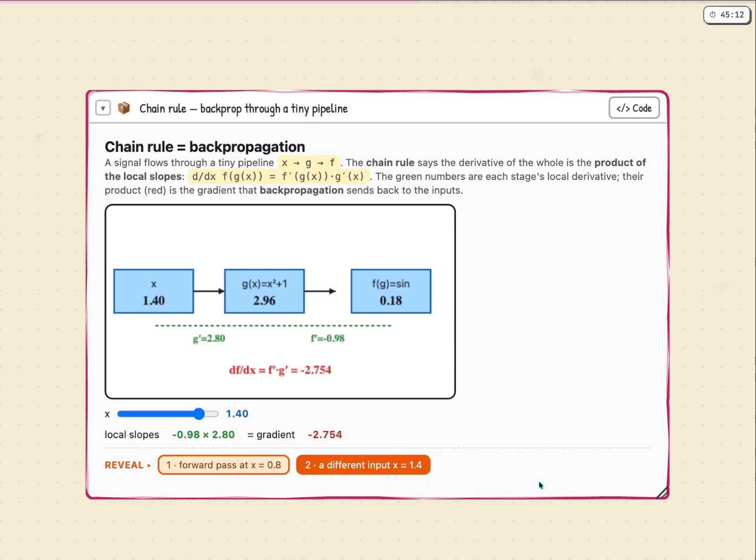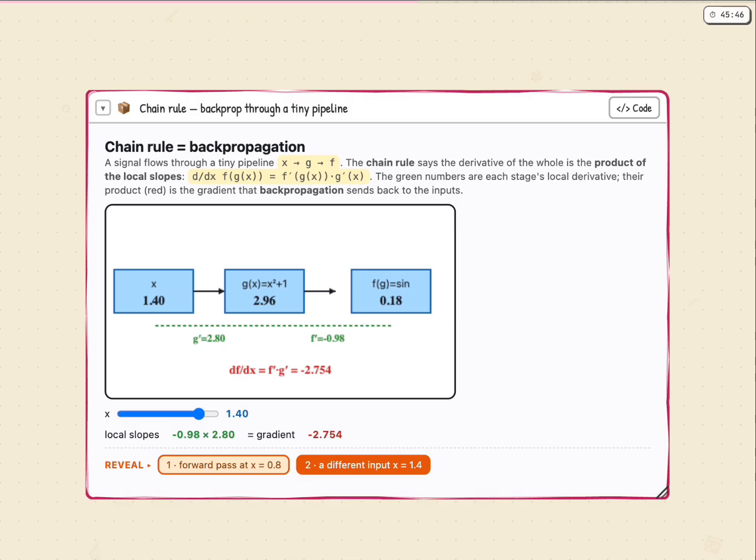And here's the beautiful part, the direction. The signal flows forward to make a prediction, but the gradient flows backward stage by stage, each step multiplying in one more local slope. That backward flow of multiplied derivatives is exactly what backpropagation does across a 100-layer network. Every layer asks the layer in front of it, how much did I contribute to the final error? And the chain rule passes the answer back. Forward to predict, backward to learn. That is how deep learning trains.